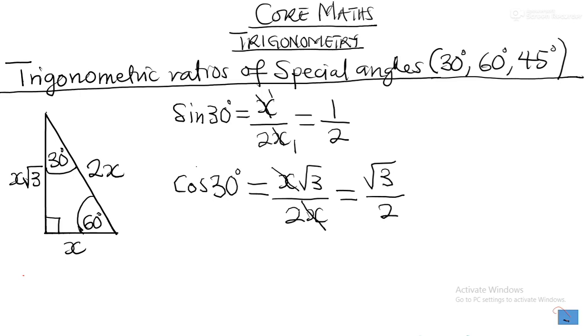Root 3 on 2. So what it means is that cos 30 degrees is always root 3 on 2. So the exact value of cos 30 degrees is root 3 on 2. Good. Now, last one. Find tan 30 degrees.